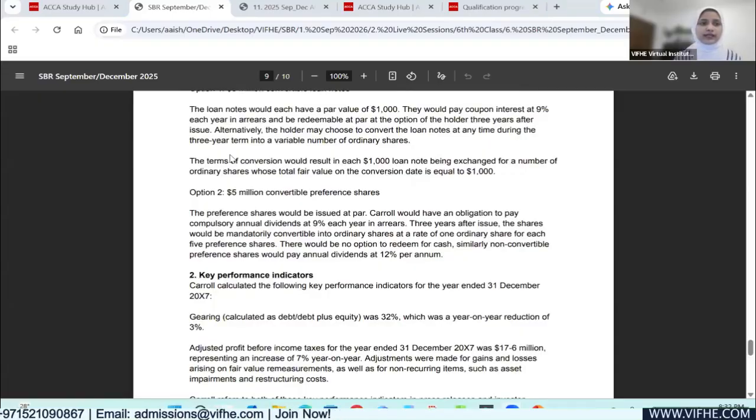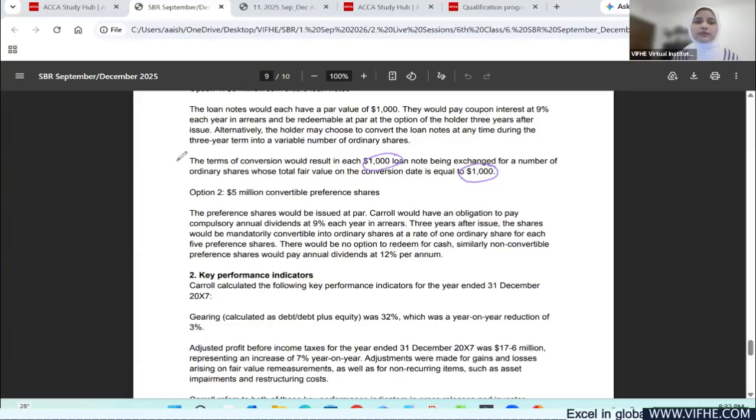Sorry, I have not read one more line. I'll read the one more line. The terms of conversion would result in each $1,000 loan note being exchanged for a number of ordinary shares whose total fair value on the conversion date is equal to $1,000. Okay. So even before I could read this statement, when they said variable, I had already made my conclusion. This also just adds to my answer.